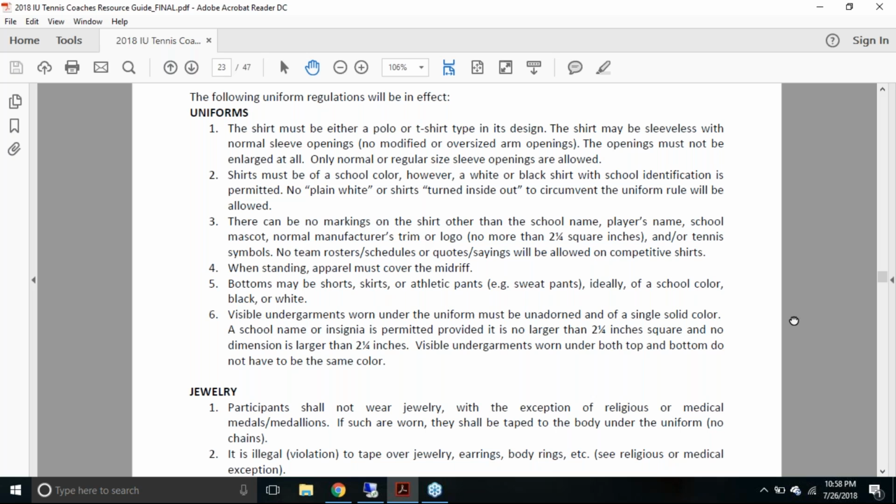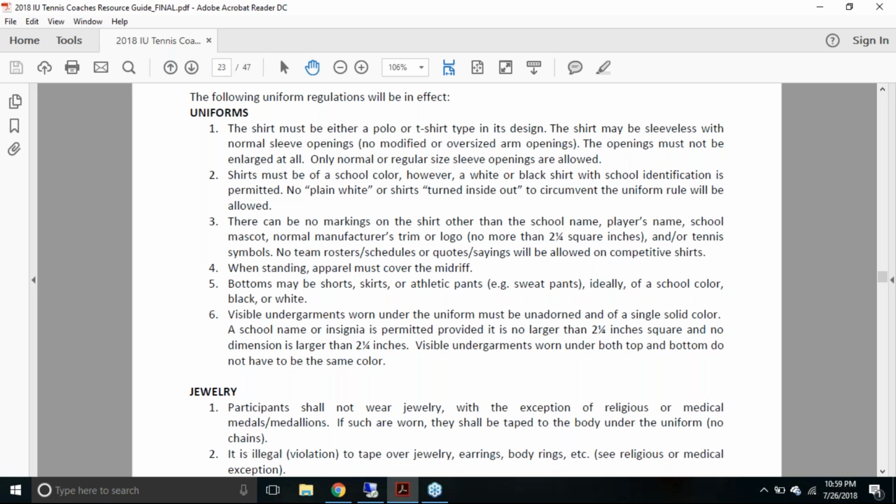Shirts must have a school color. However, a white or black shirt with school identification is permitted. No plain white shirts or shirts that are turned inside out to circumvent the uniform rule will be allowed. There can be no markings on the shirt other than the school name, the player's name, the school mascot, normal manufacturer's trim or logo, no more than 2¼ square inches, and or tennis symbols. No team rosters or schedules or quotes or sayings will be allowed on competitive shirts. When standing, apparel must cover the midriff.